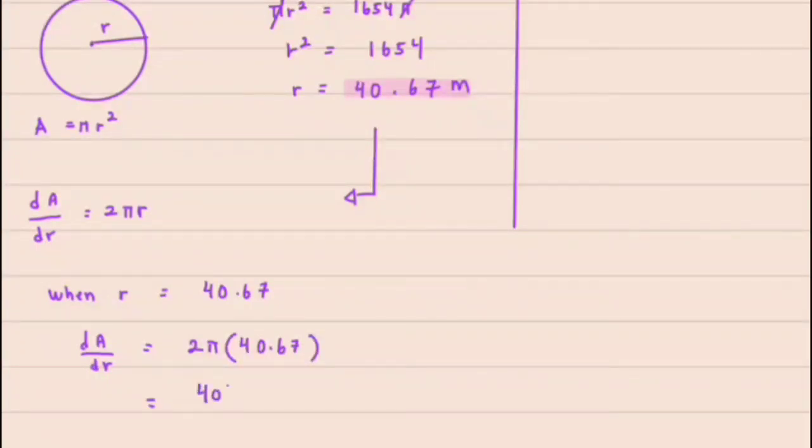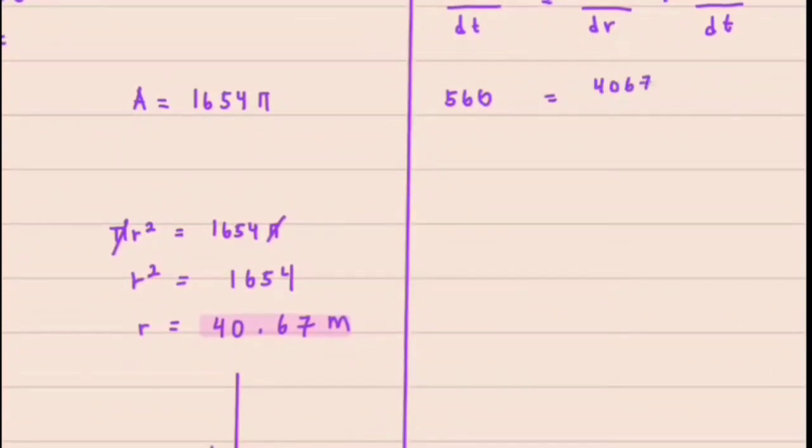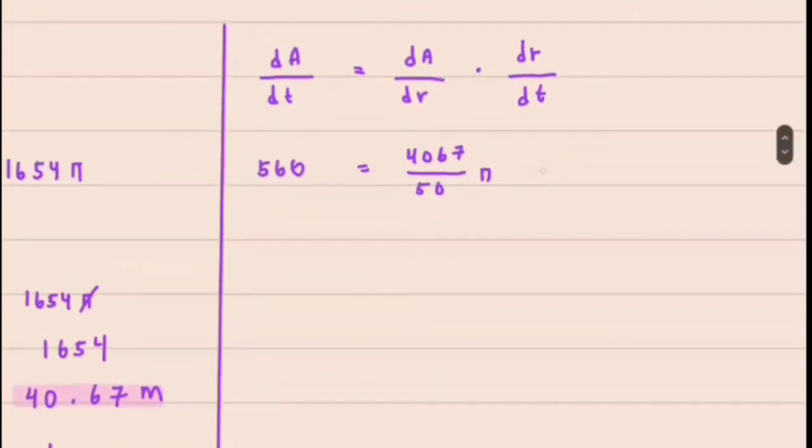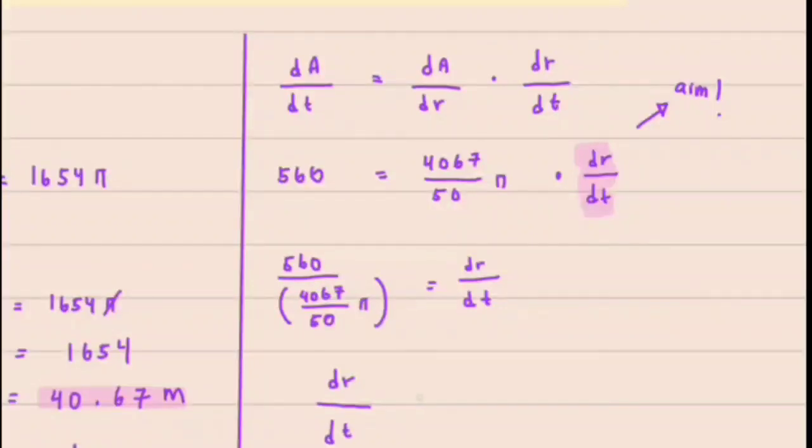We'll have 4067 over 50 pi. So just write it here. Then we're gonna find dr over dt. This is our aim. And our final answer will get 2.1 meter per minute.